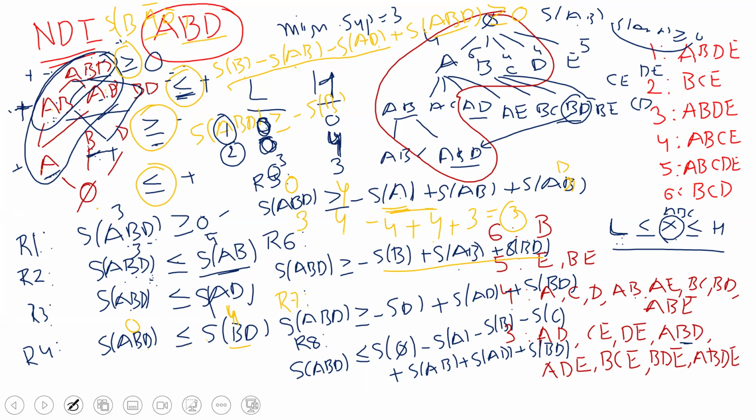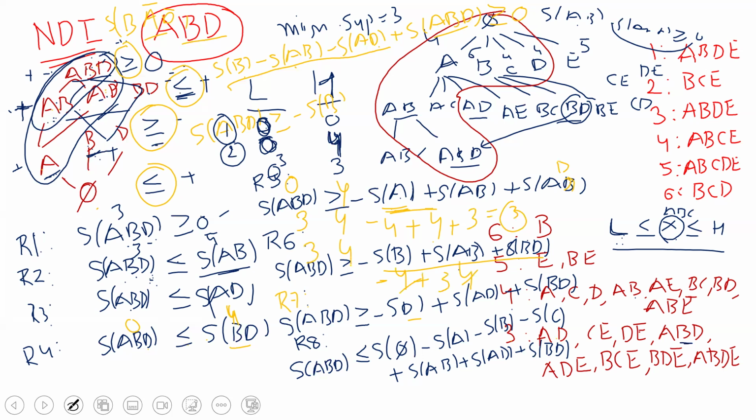And going back to the next rule. Again, this is also a lower bound. Calculate the lower bound of this. S of D minus 4 plus S of AD is 3. S of AD is 3 plus BD. What is BD? 4. So now the lower bound is again 3. The upper bound is 4. And now calculate for ABD.